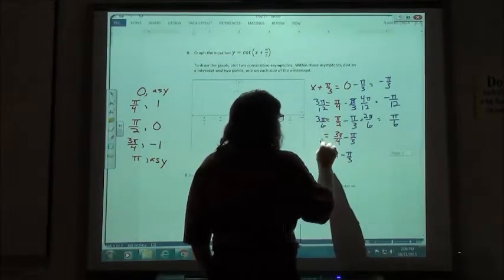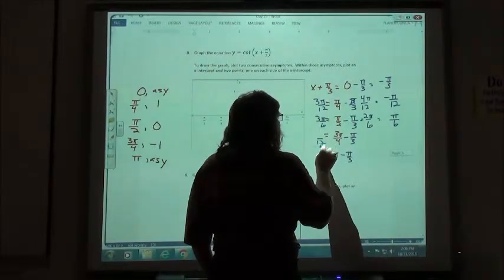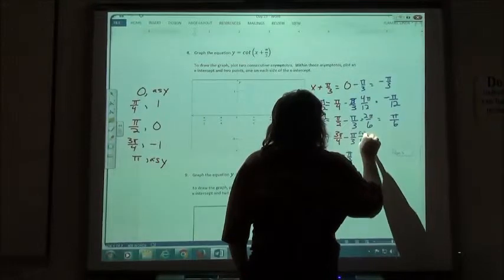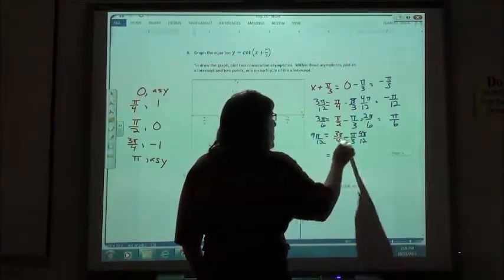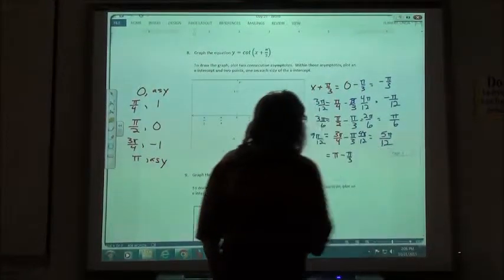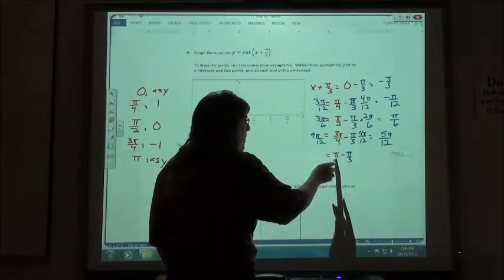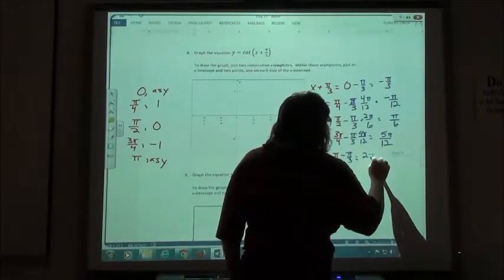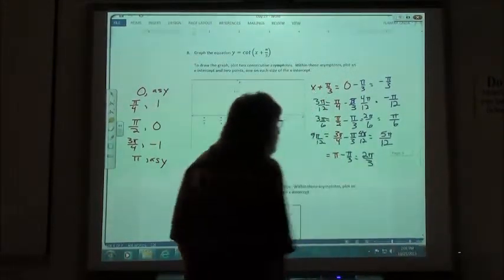Here again we've got to do 12s. 4 goes into 12, 3 times, 3 times 3 is 9. 3 goes into 12 4 times. 9 minus 4 gives me 5 pi over 12. And then we've got pi minus pi over 3. 1 minus 1/3 would be 2/3, so 2 pi over 3.